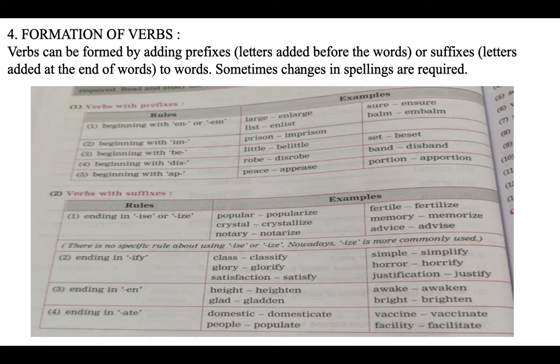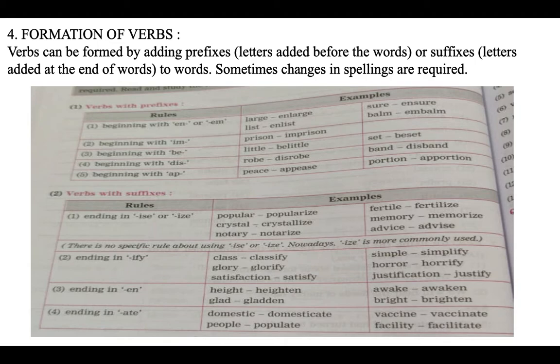Next you come to words beginning with ap, so peas and appease, portion and apportion. So you need to know how to add these prefixes in order to make them into the verb form. Now we're going to add suffixes to the various words ending with ise or ize. Popular, popularize. Crystal, crystallize. All right.